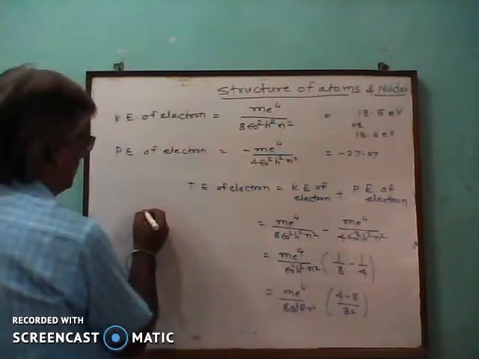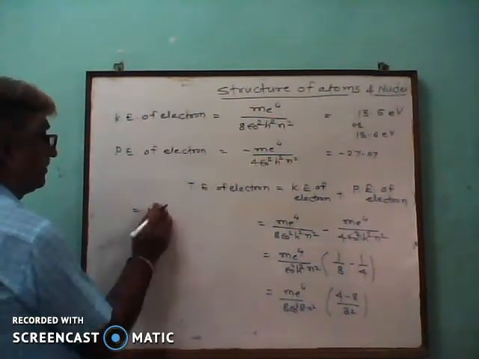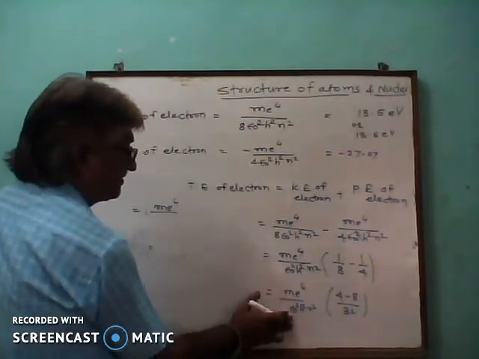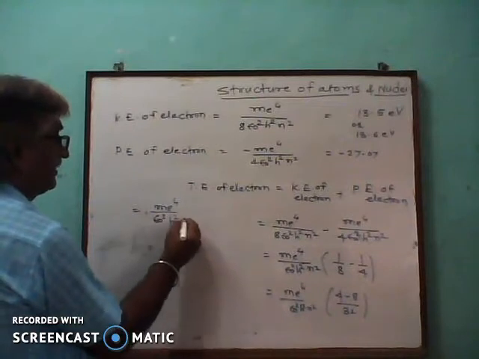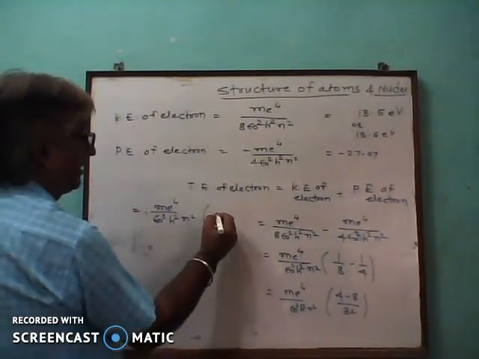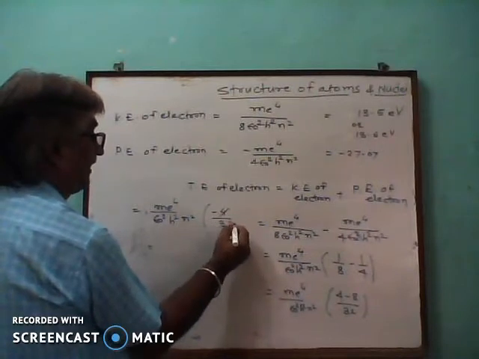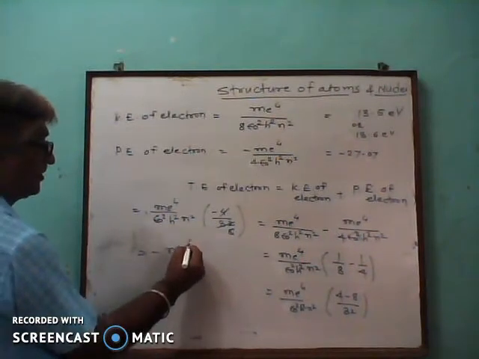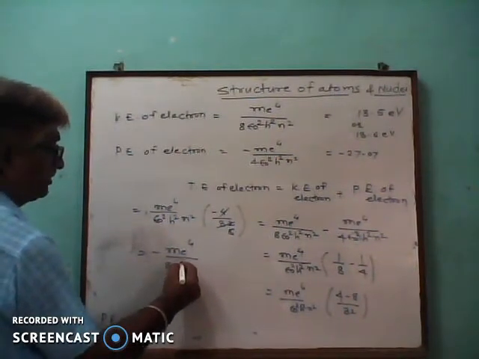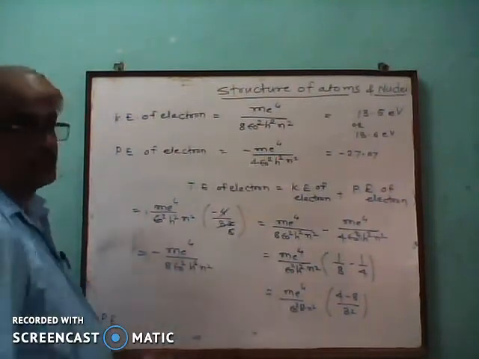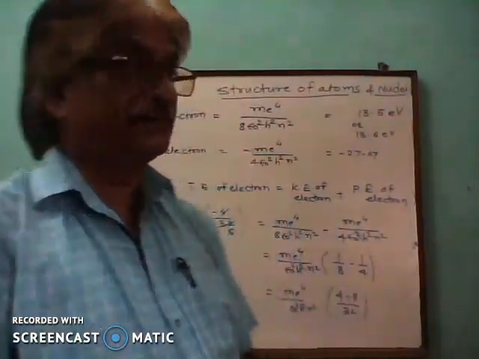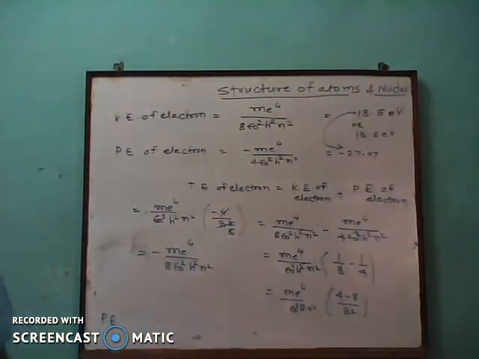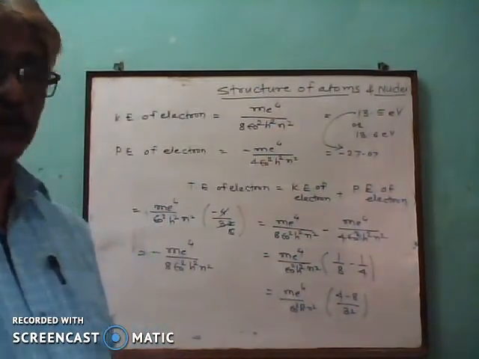It becomes equal to minus me^4 upon epsilon 0 squared h squared n squared, in bracket minus 4 upon 32. That is 8, so the total energy will be minus me^4 upon 8 epsilon 0 squared h squared n squared. If we add these two values, you get the total energy of the electron.